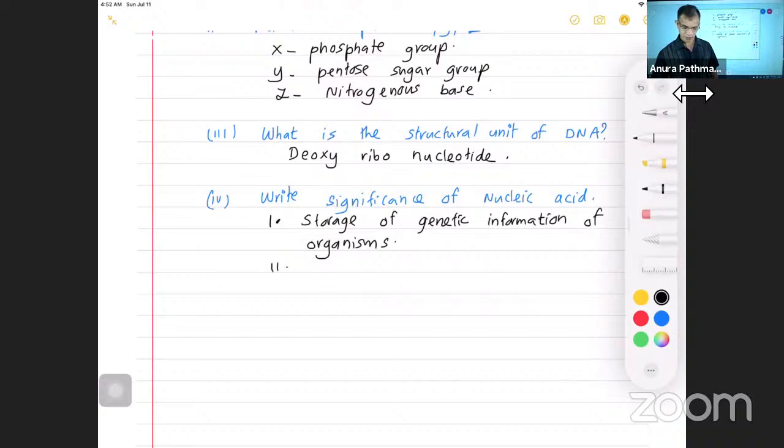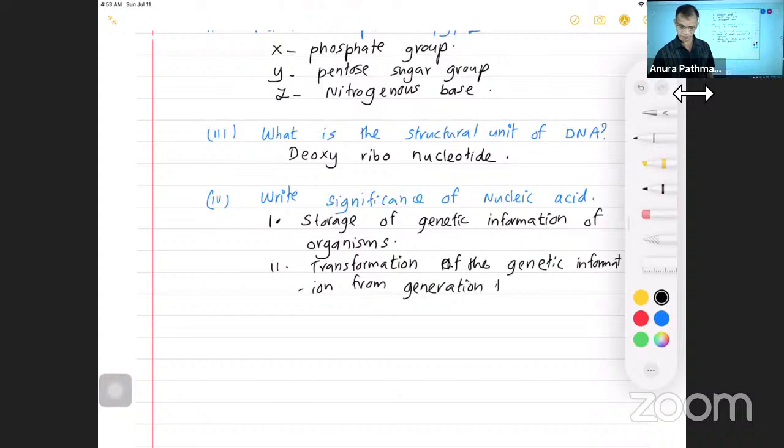Not only storing, but also the transformation of genetic information from generation to generation.